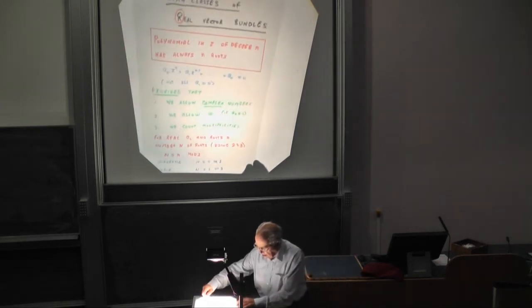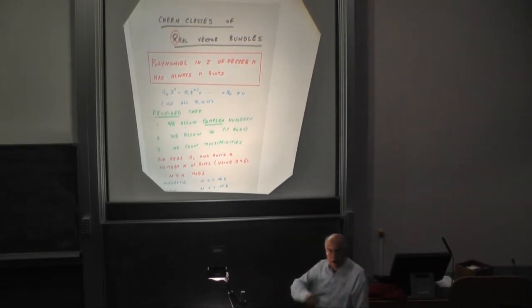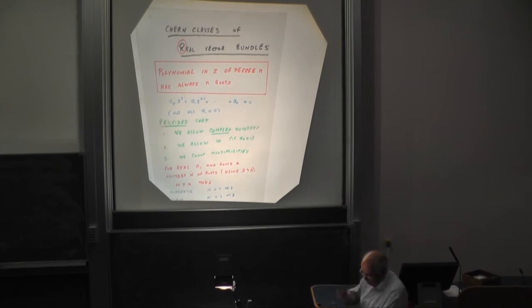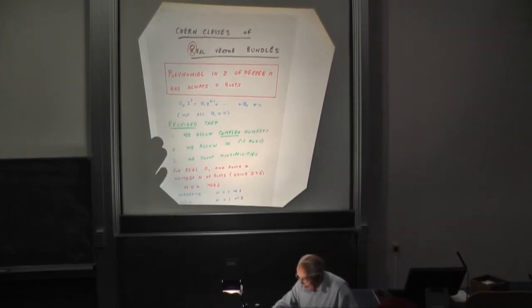The title, by the way, is the Chern classes of real vector bundles, and the important thing is that the real has a capital R, big R. So Andrew was trying to growl out a capital R, but he didn't do a very good job.